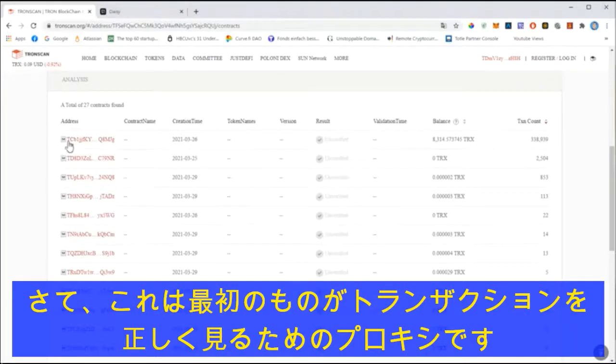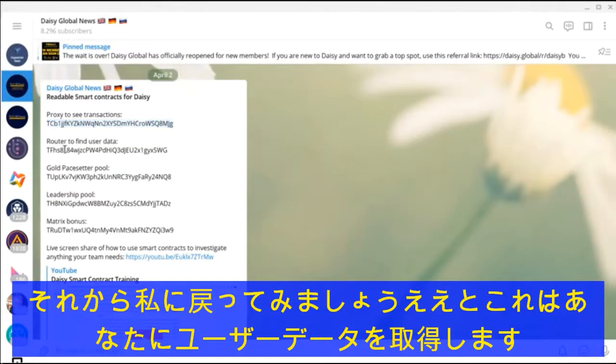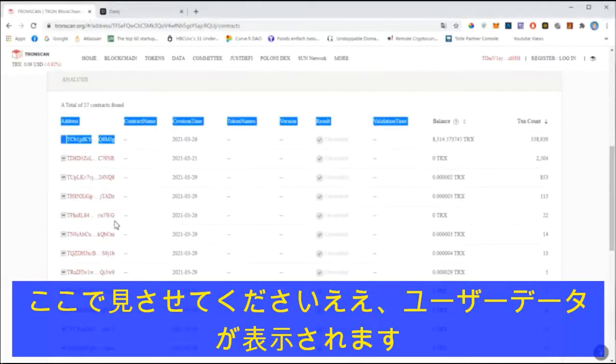The first one is the proxy to see the transactions. And then let me go back. This one will get you the user data. Let me see it here.